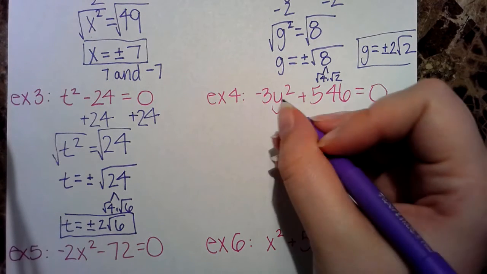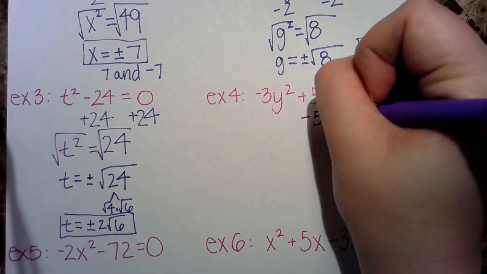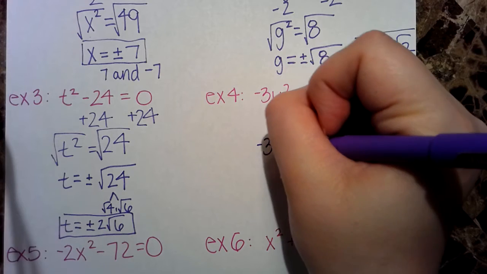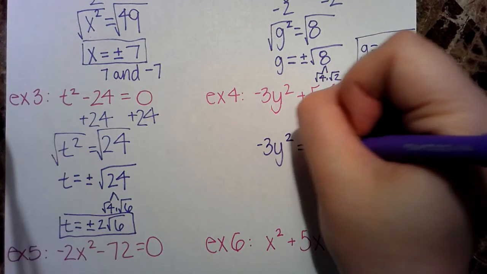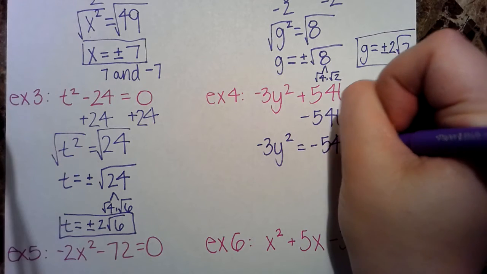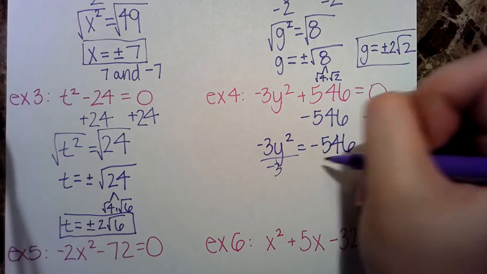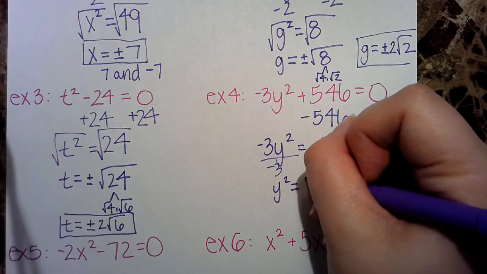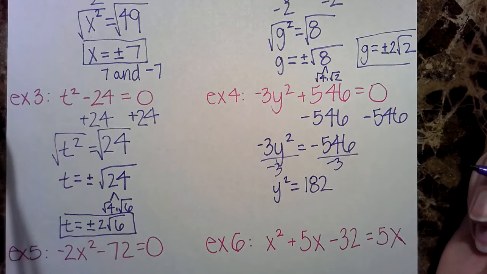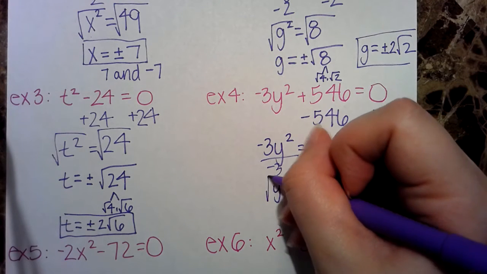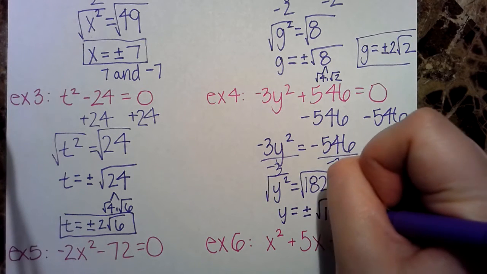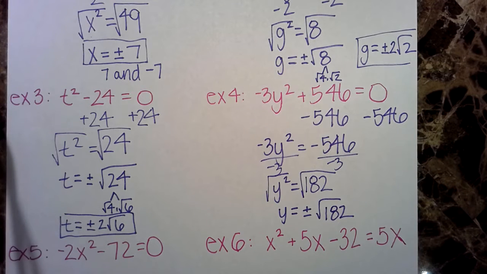Now for this next one, I want to get y squared by itself, so I'm going to subtract 546 on each side. I get negative 3y squared equals negative 546. I'm going to divide by a negative 3. I get y squared equals 182. I'm going to take the square root of both sides, and I get y equals plus or minus the square root of 182.